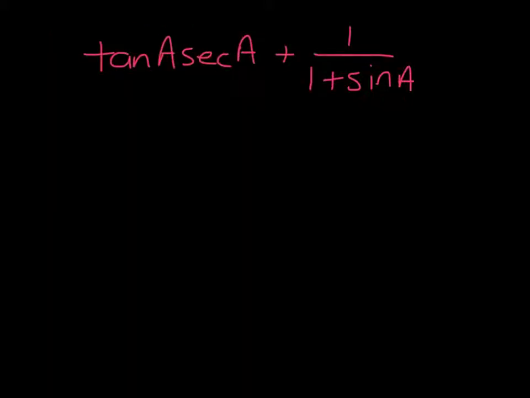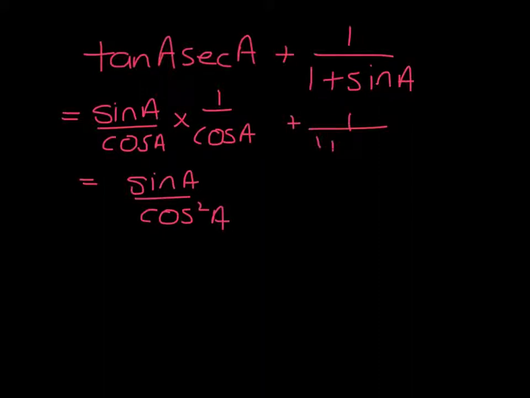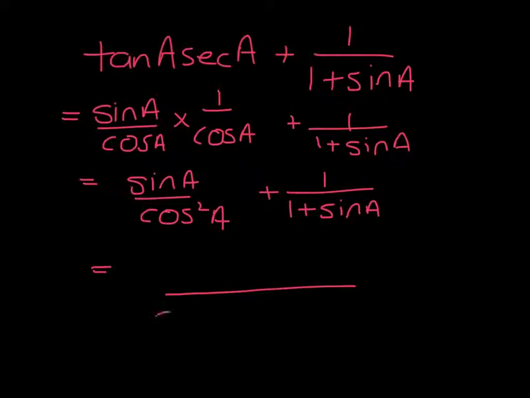I'm going to start here by rewriting tan as sine over cos and rewriting sec as 1 over cos. So I have sine A over cos squared A plus 1 over 1 plus sine A. I'm going to get a common denominator by multiplying the denominators together.